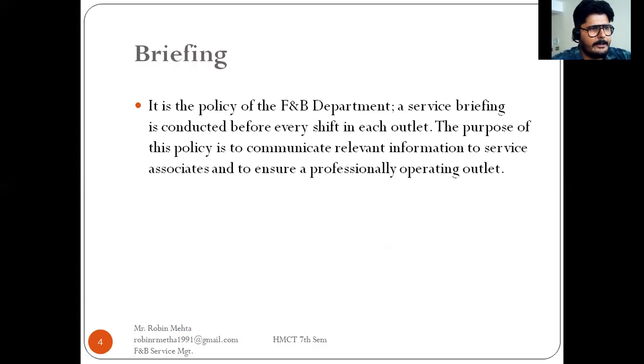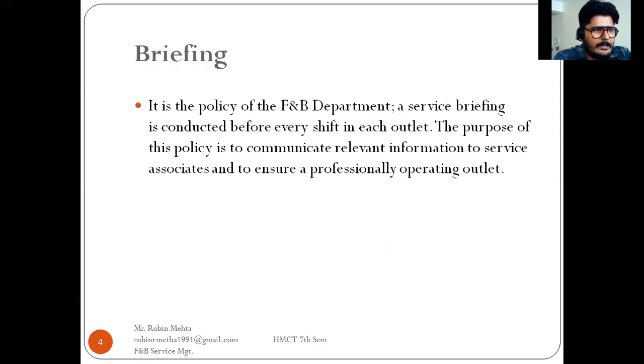Briefing we already did. You all know about briefing and debriefing. Let's discuss it once again. It is a policy of food and beverage: a service briefing is conducted before every shift in each outlet. The purpose of this policy is to communicate relevant information to service associates and to ensure a professionally operating outlet.